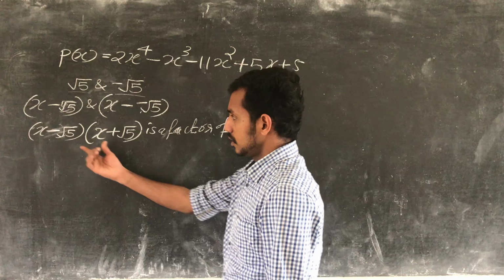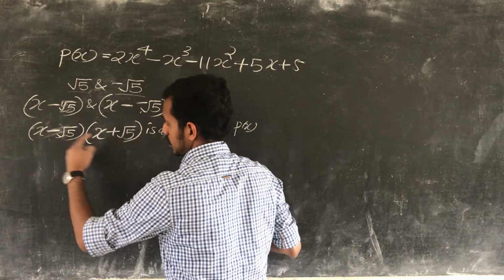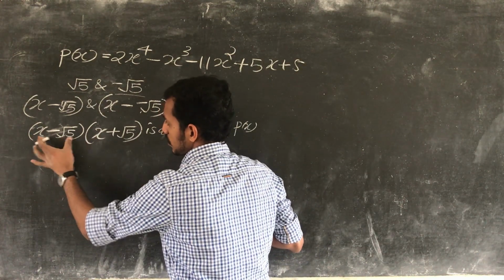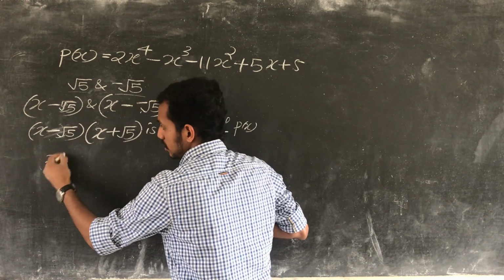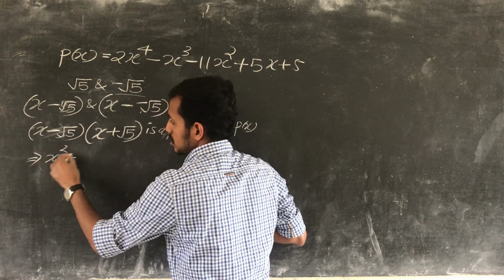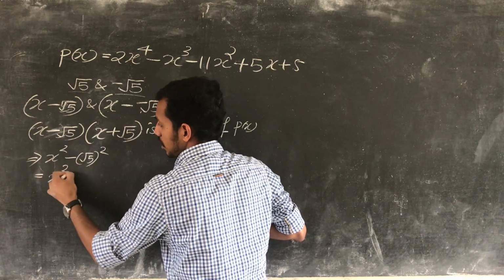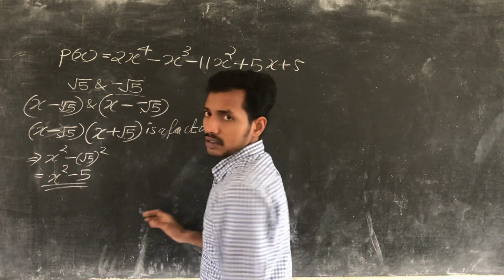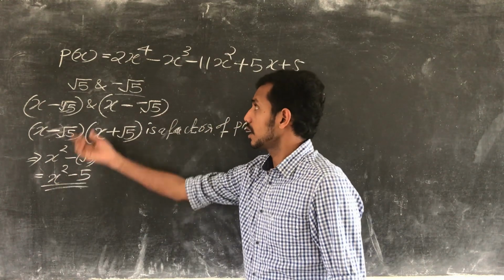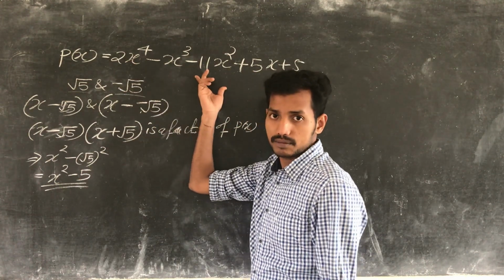Okay. Then just multiply it. You will get the form x into x or a minus b into a plus b: x square minus root 5 whole square, that is equal to x square minus 5. So this polynomial will be a factor of the given polynomial.